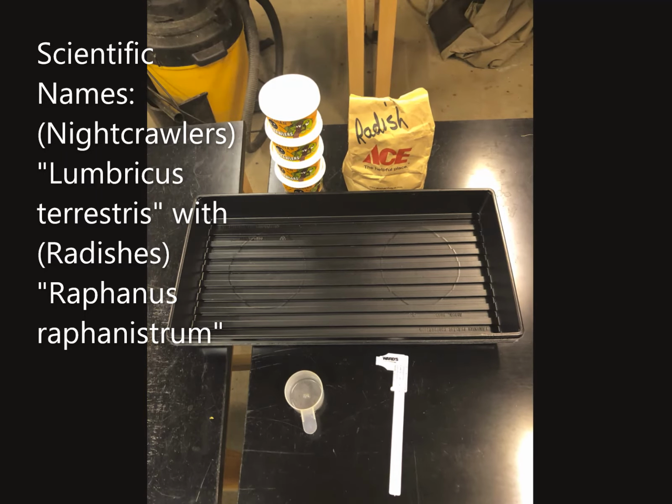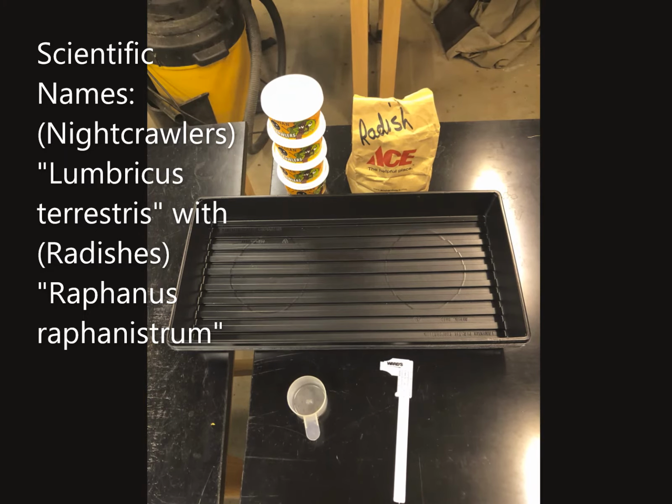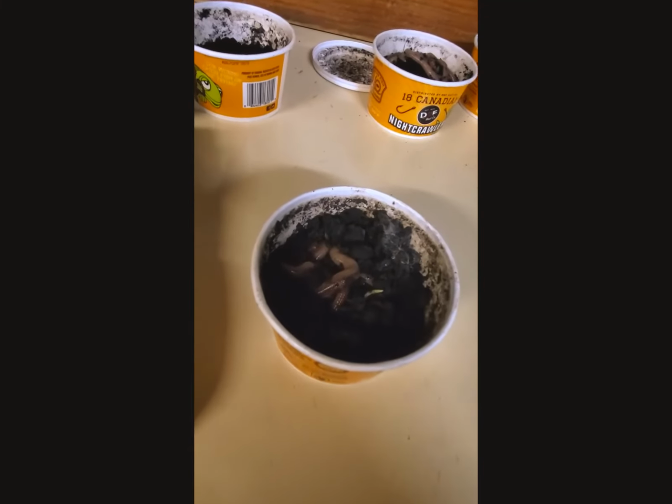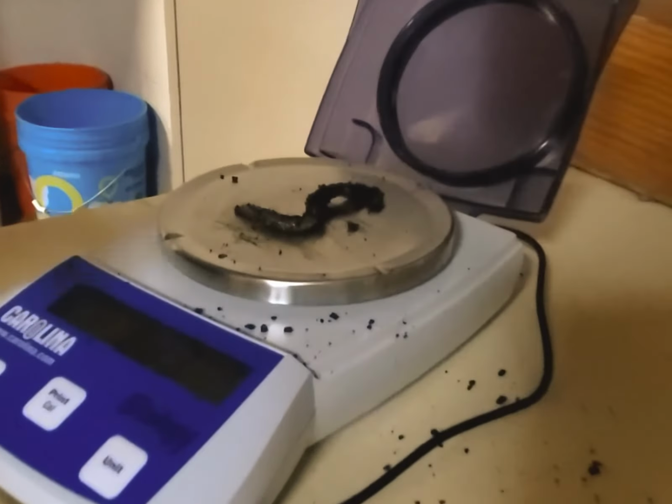In order to complete the experiment, we needed 60 earthworms, 60 radish seeds, topsoil, plant trays, a scale, and a caliper. To set up our experiment, we put topsoil into the trays, and then we measured the masses of 60 individual worms and got their average.